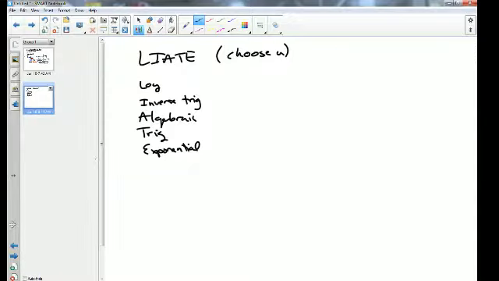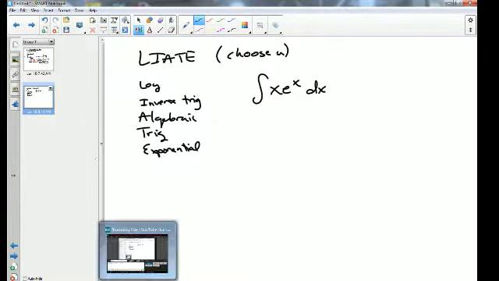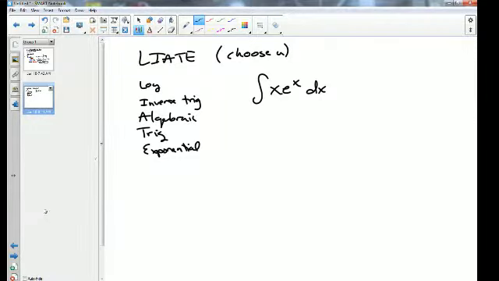Let's look at this one. Looking at the list, which one would you choose for u? Yeah, because x is algebraic, whereas e to the x is exponential. So we're going to choose x as u, and v prime is e to the x. Is there a reason you decided to make it v prime rather than v? Yes, that's how the formula works.